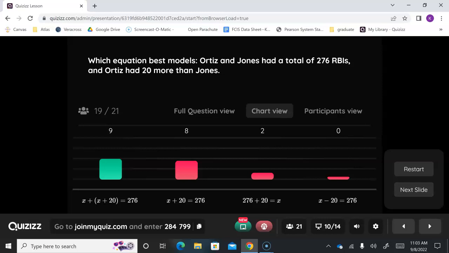Determined that if we take Jones and add 20, we get Ortiz, okay? So that's Ortiz right there, Jones plus 20. We add Jones again, and now I get my total. This is just saying that if I add Jones and 20, then I get my total. No, I have to include Ortiz as well. I have to have both, okay? Remember that we're adding both of them together. The x plus 20 represents one of the players. The x represents the other player.